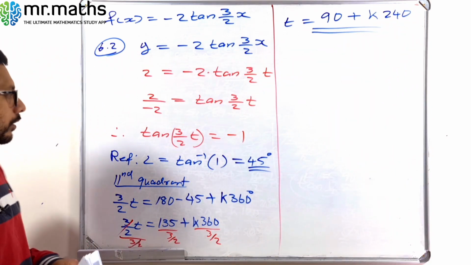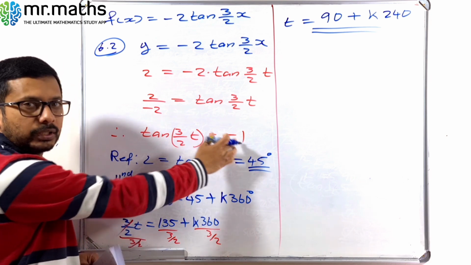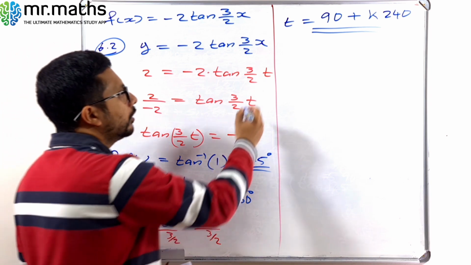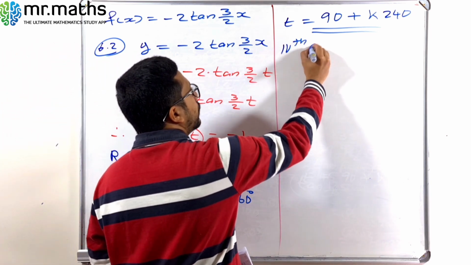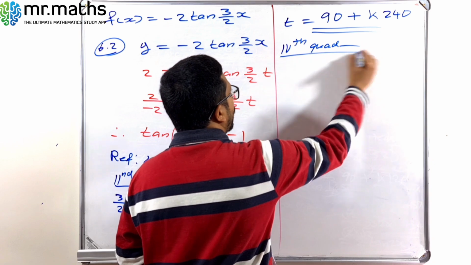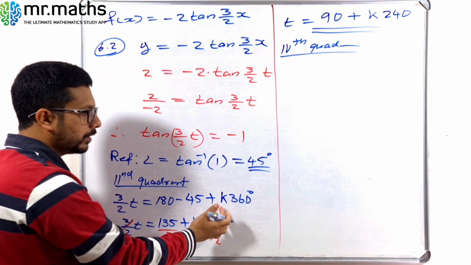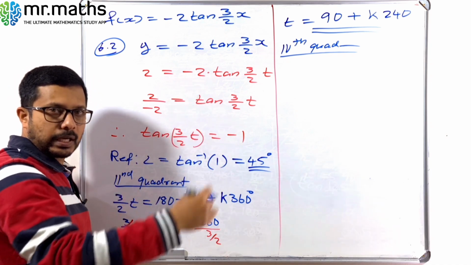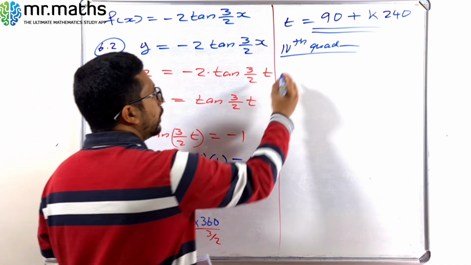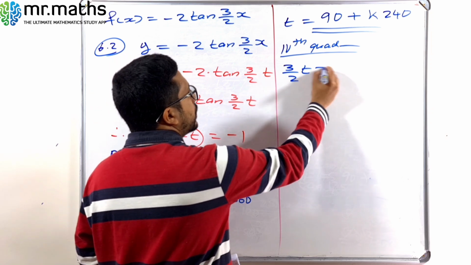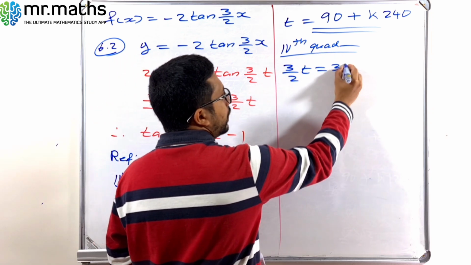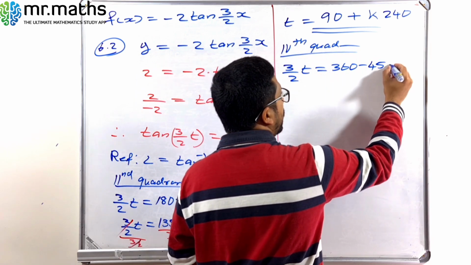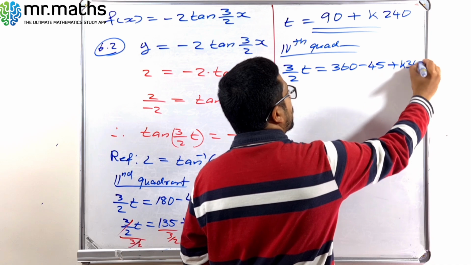Here I told you tan is negative in the second and fourth quadrant. Here we considered only the second quadrant. Now we have to think about the fourth quadrant. In this method, don't forget that even though it is tan, you have to write it as plus k 360, because in this method we write the answer based on the Cartesian plane. So here, angle 3 over 2 t is in the fourth quadrant. How can you write it? 360 minus the reference angle. The reference angle is 45, then plus k 360.